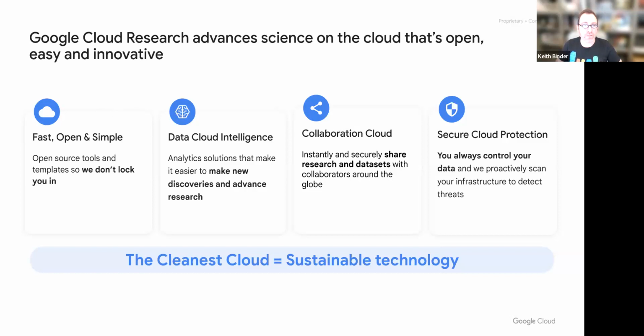And then lastly, it's a secure cloud. Your data is your data. You're always in control of that data, and it's always encrypted. And from an environmental perspective, all of our data centers run on 100% renewable technology, so you can rest assured that it'll be a clean cloud.